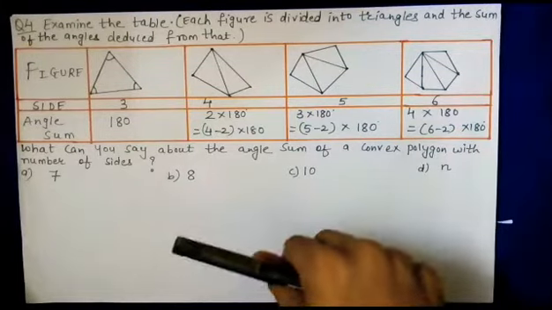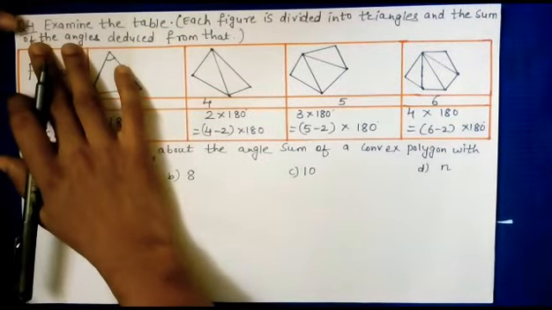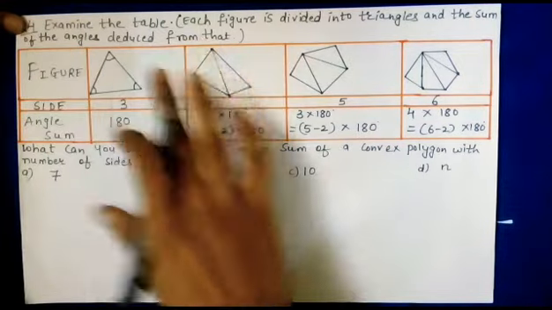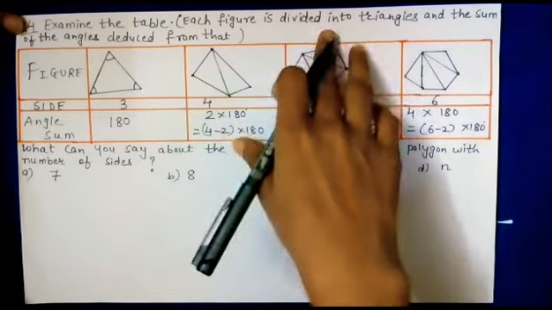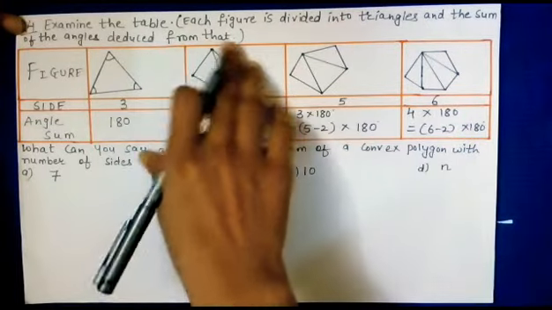Hello students, now we will see question number 4 of exercise 3.1. Let us see the question. Examine the table. Now each figure is divided into triangles and the sum of the angles deduced from that.